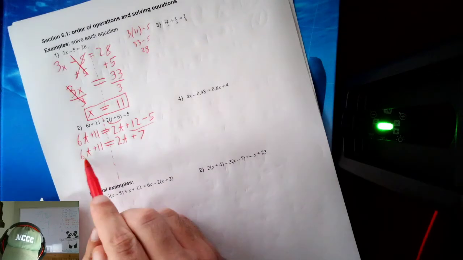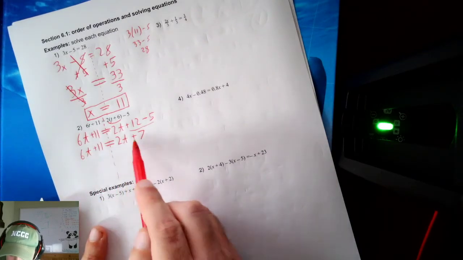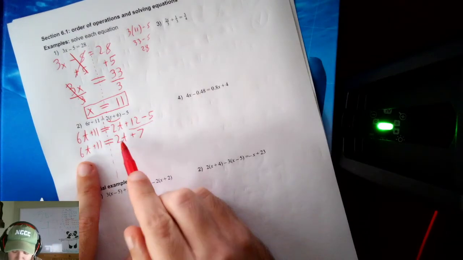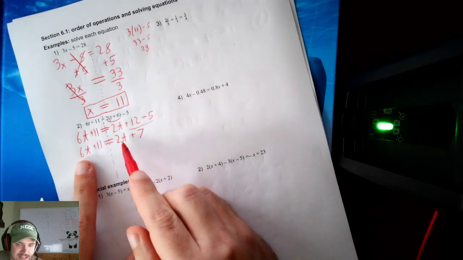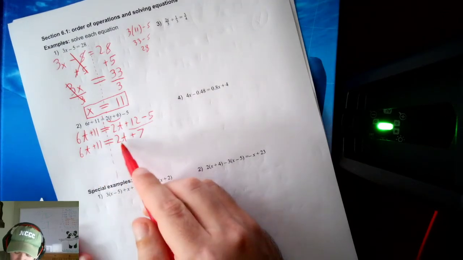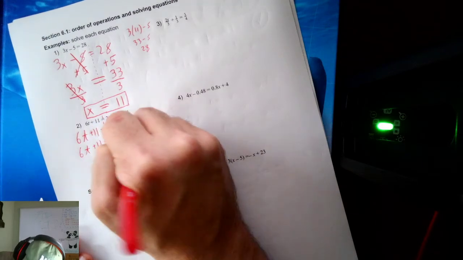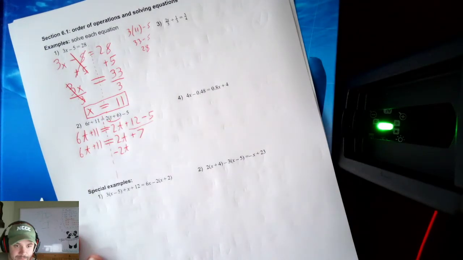So 6t plus 11 equals 2t plus 7. I'm now ready to start moving things around in my equation. I've got variables here and here. I want to get them all on the same side. Well, I'm going to move this 2t. The opposite of positive 2t is negative 2t, right?